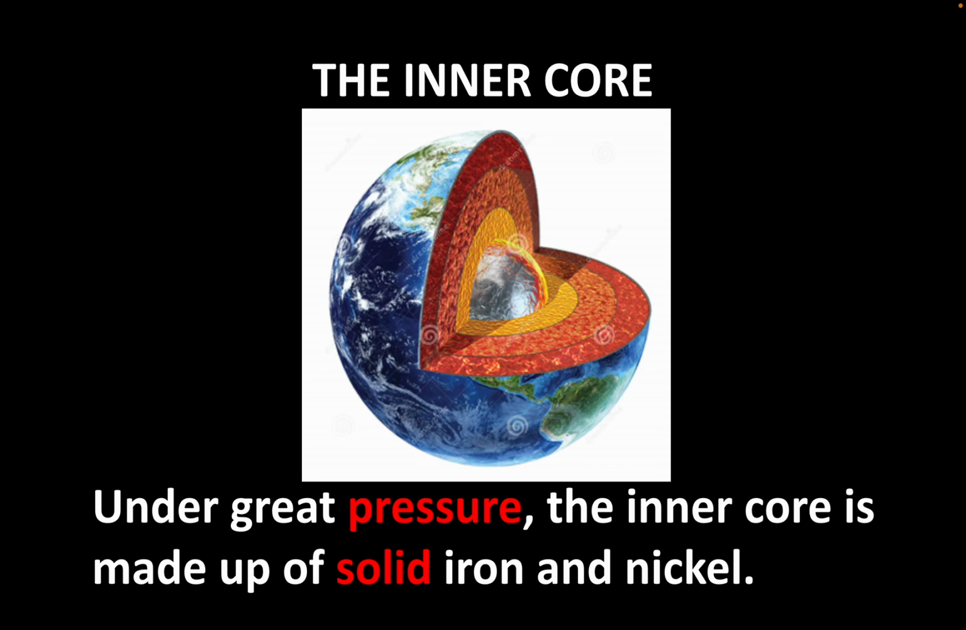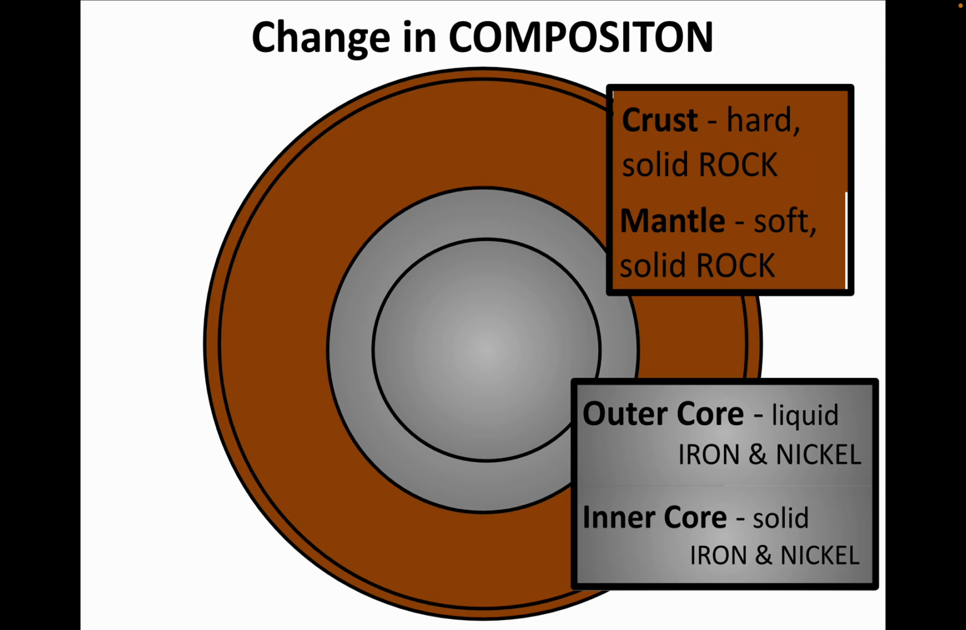Think about when you have 2 people in a room, you're able to move around freely. If you put 100 people in my classroom, you're not going to be able to move around as freely. So the density is increasing and the volume decreased, so that there's not as much place for the metal to go. So it's going to become a solid. Just a reminder, because of that change in composition, the crust is hard solid rock, the mantle is soft solid rock, and then we transition to iron and nickel, which is metals. The outer core is liquid, the inner core is solid.